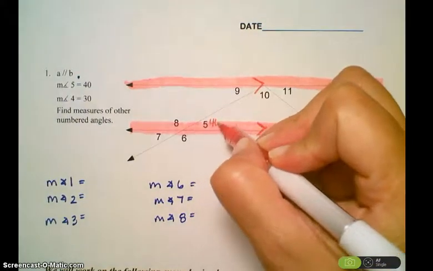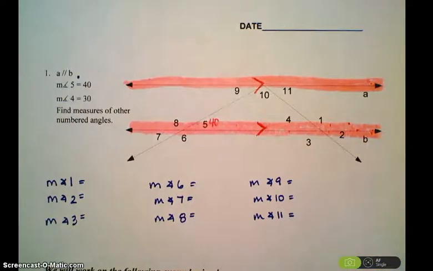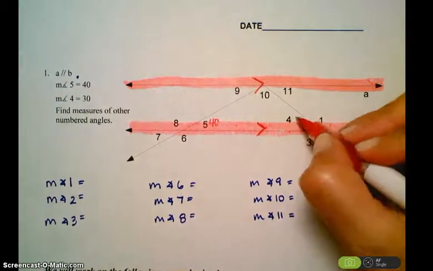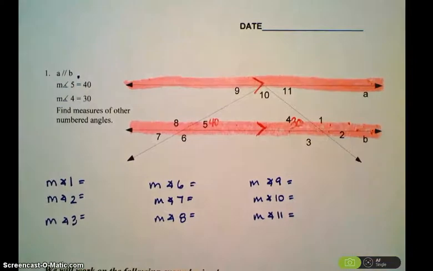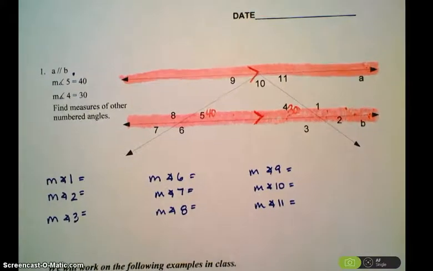Again, you should always write that in your picture. And we're being told that angle 4 is equal to 30. So we're going to write that in the picture also. Okay, so once we have those marks, we can go ahead and start filling in. And sometimes you're just using old information and not necessarily anything new about parallel lines.